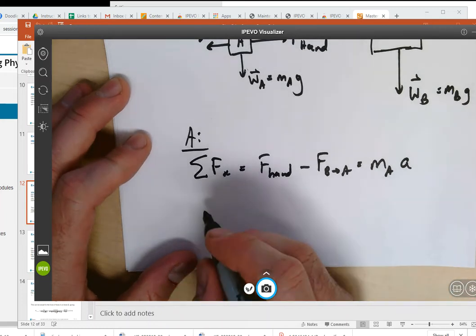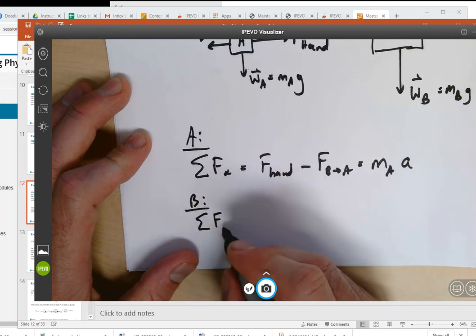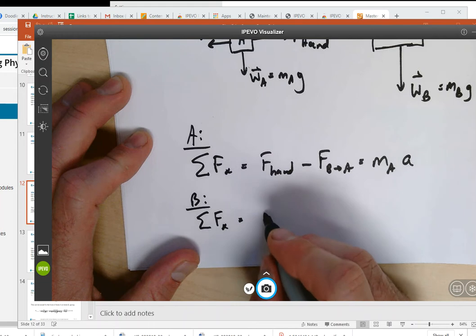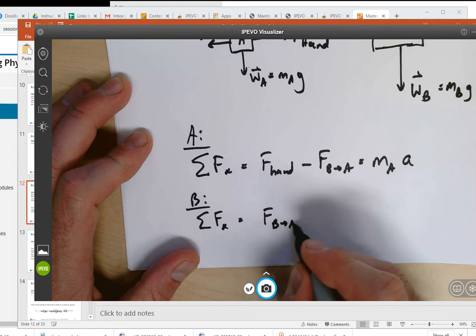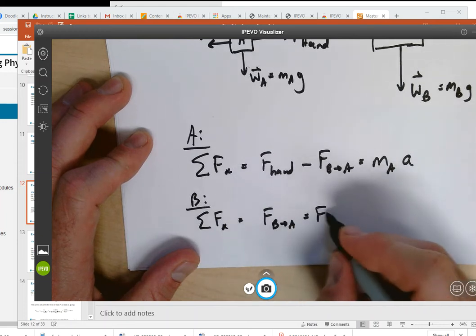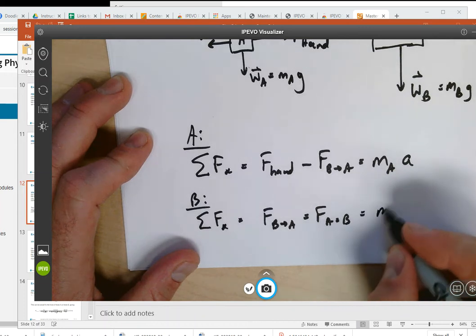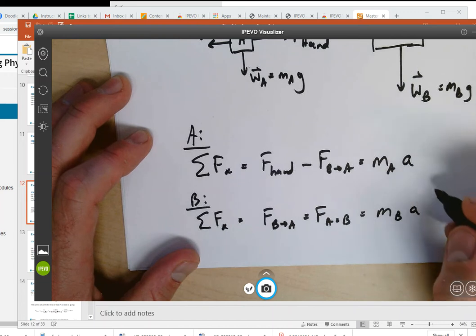Now let's do the same thing for block B. For block B, the sum of the forces in the x direction is equal to, well, it looks like there's only one. It's the force of A on B. But that's also the same thing as the force of B on A. They are the same as each other. Right? And that's going to be the mass of B times the acceleration. And notice that I said it was the same acceleration here.